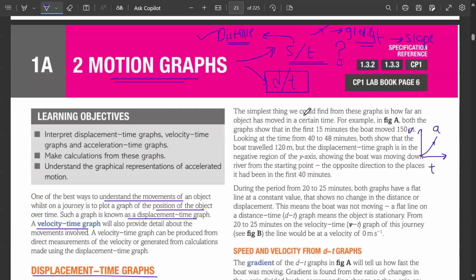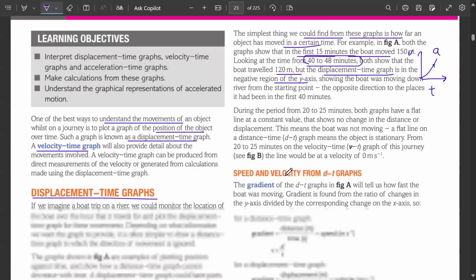The simplest thing we could find from this graph is how far an object has moved in a certain time. For example, both the graphs show that in the first 15 minutes, the boat moved 150 meters, and looking at the time 40 to 48 minutes, both show that the boat traveled 120 meters. But the displacement time graph, in the negative region of the y-axis, shows that the boat was moving away from the starting point. It will go negatively.